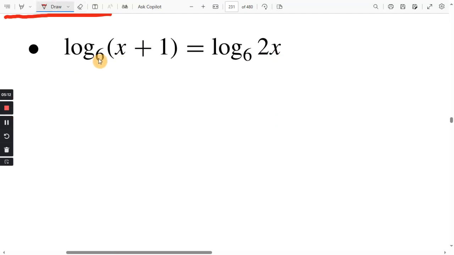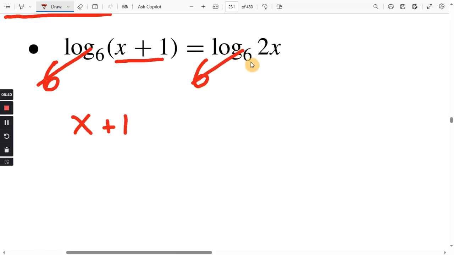Here we have a base of 6. I'm going to take the number 6 and make this the exponent on the number 6. Whatever I do on one side of the equal sign, I'm going to do on the other side as well. So 6 and 6, those are both bases, so those cancel. And we're left with x plus 1. 6 and 6, those both cancel. And we're left with equals 2x.